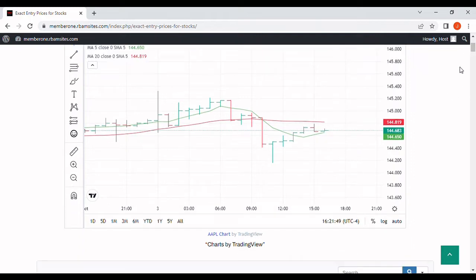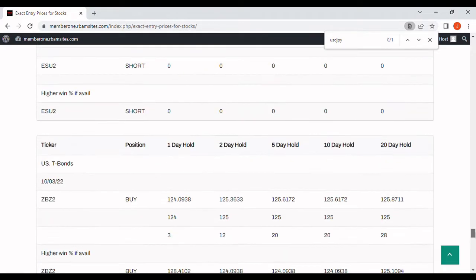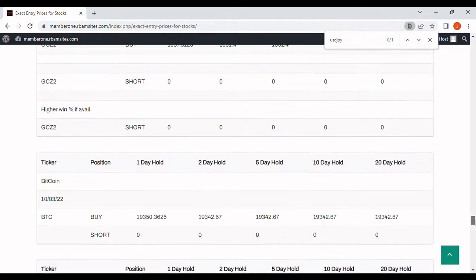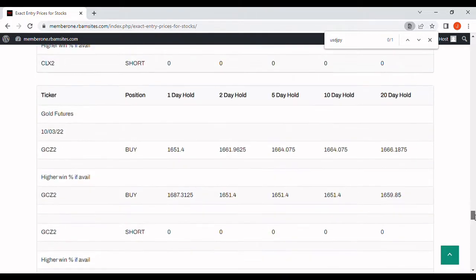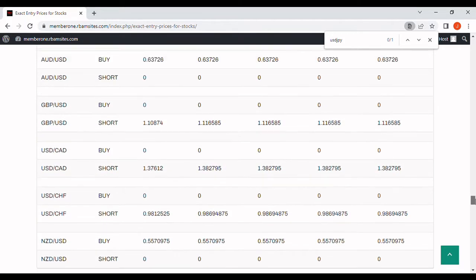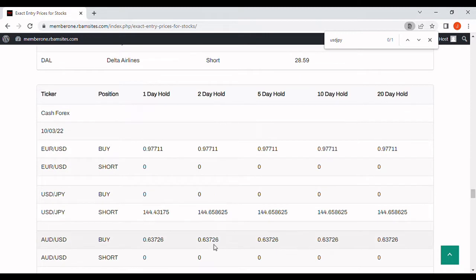Let's go down here and take a look real quick at our algo generated yen prices. We just plug it right in here, pull it up, and we see that we put out for the major forex pairs every day buy and or short prices for the major currencies. So here we have them today. They're out today, the 3rd, and they come in 1, 2, 5, 10, and 20-day holding periods.